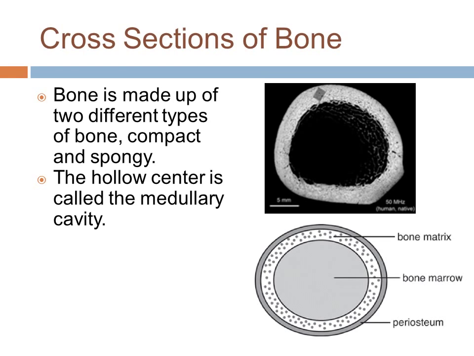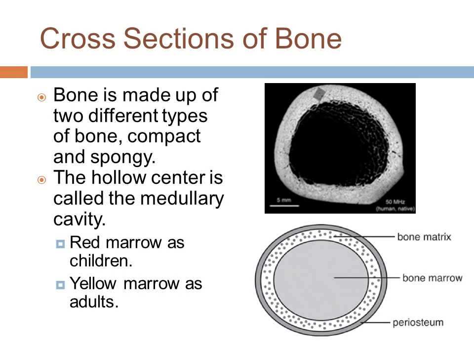In a living bone, this medullary cavity is filled with a substance called marrow. Now, in children, the marrow is red. Red marrow is producing blood cells, both red and white blood cells. Yet in adults, as they get older, the red marrow changes to yellow. Yellow marrow is basically just fat. It really doesn't function in producing blood cells.